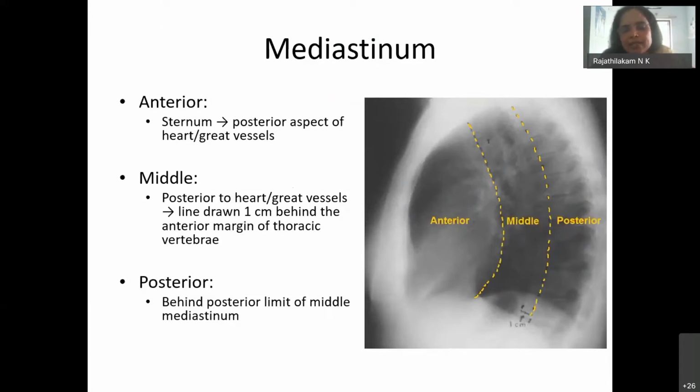The mediastinum is divided into 3 parts: anterior, middle and posterior mediastinum. The anterior mediastinum extends from the sternum to the anterior aspect of the heart or great vessels. The middle mediastinum lies posterior to the heart or great vessels, and a line is drawn 1 centimeter behind the anterior margin of the thoracic vertebra. The posterior mediastinum lies behind the posterior limit of the middle mediastinum. So we can clearly see the anterior, middle and posterior mediastinum division in this X-ray. Next.